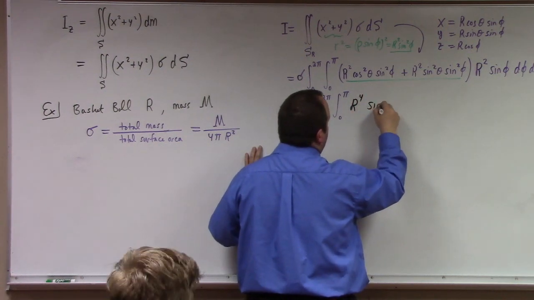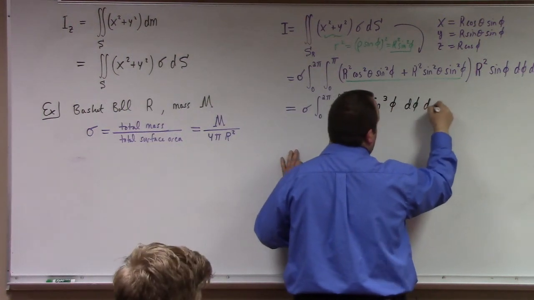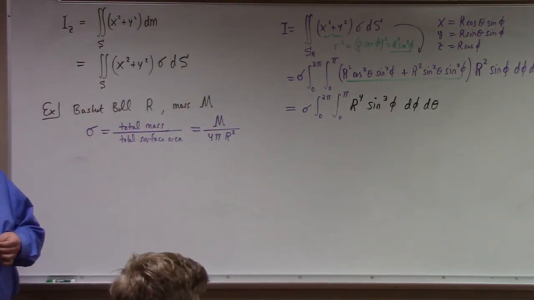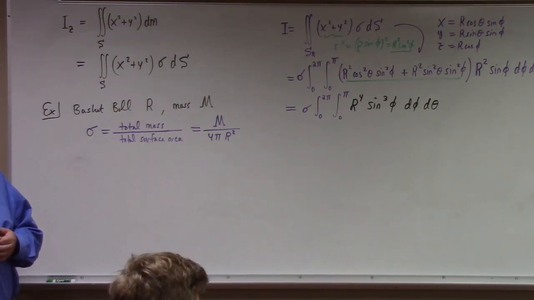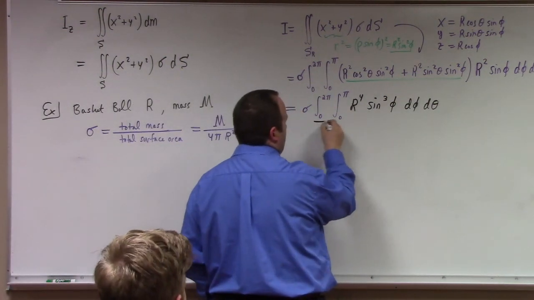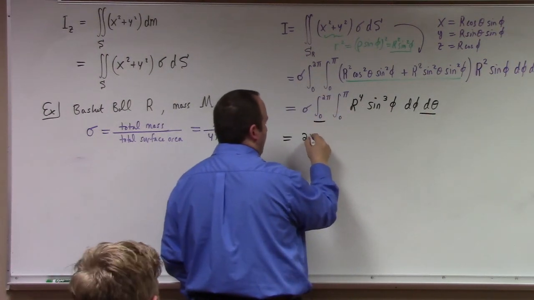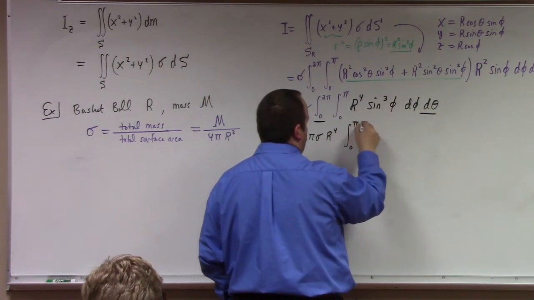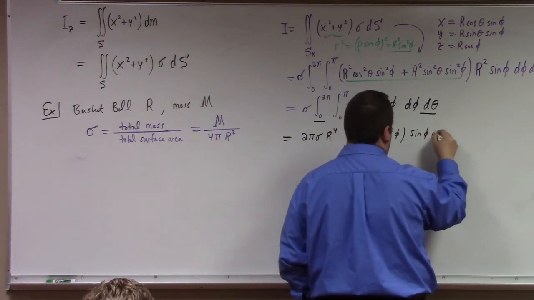So what we got in total, we've got an r to the 4th, a sine cubed phi d phi d theta. I feel like the integral of sine cubed works out to 4/3, but I'm not sure. We did it a few weeks ago. So we have the integral over theta. There's no theta here. The r pulls out. We get 2 pi sigma r to the 4th, integral from 0 to pi of 1 minus cosine squared phi, sine phi d phi.